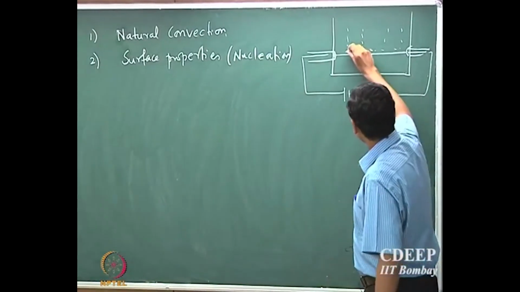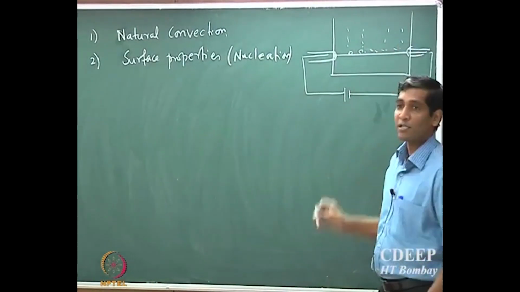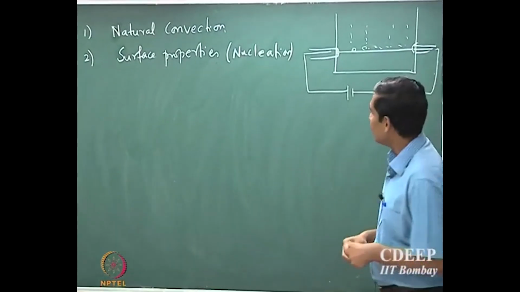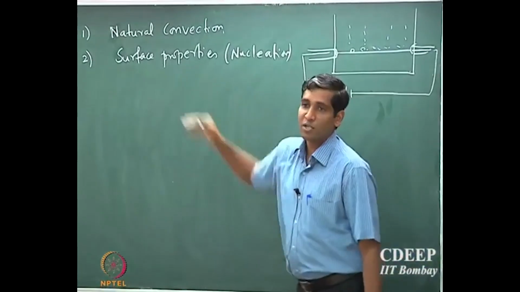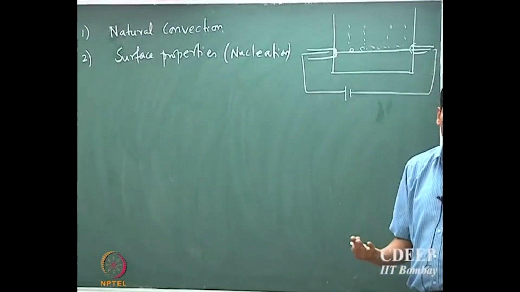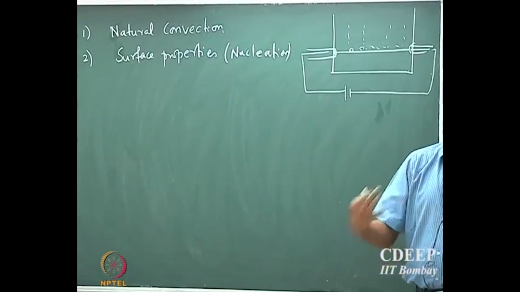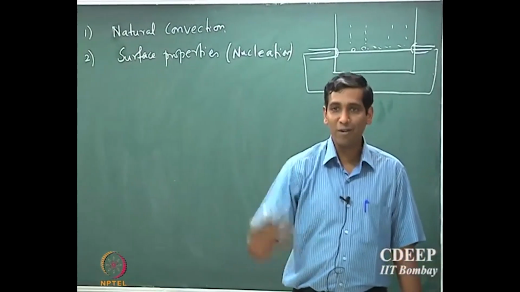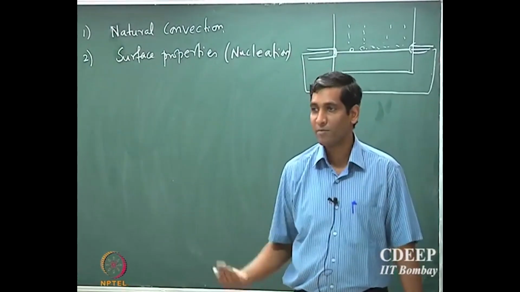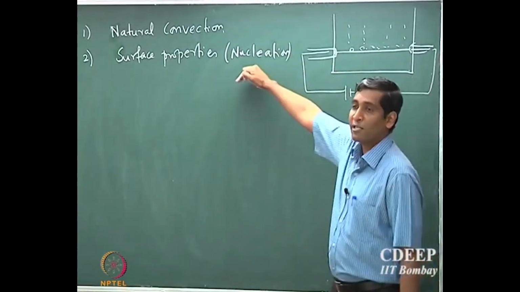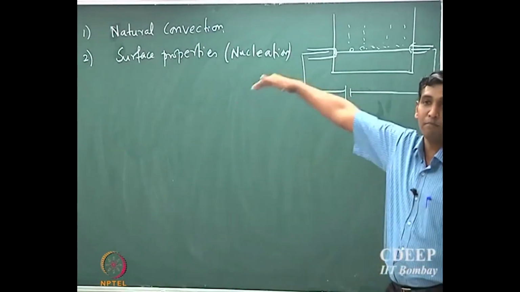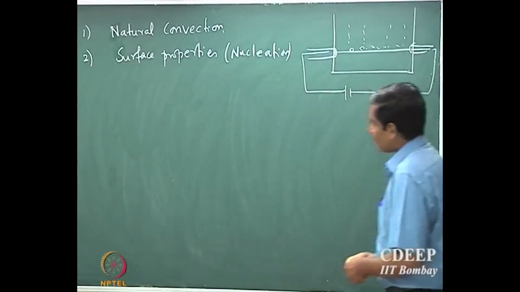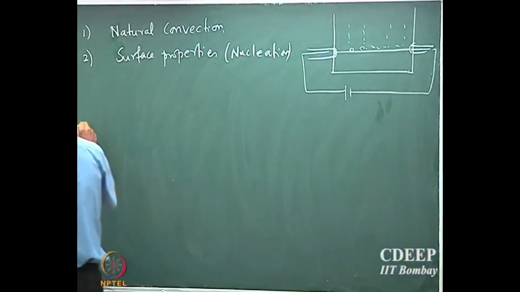So the bubbles are nucleated on the surface where the heat is being provided to the fluid, so you will see that the nucleation is a strong function of the properties of the surface. If the surface is very rough, then certain locations are preferred for nucleation over other locations on the same surface. So the surface roughness and other properties play a strong role in the boiling process.